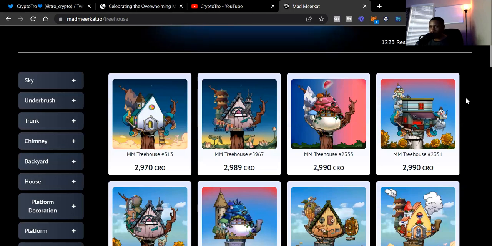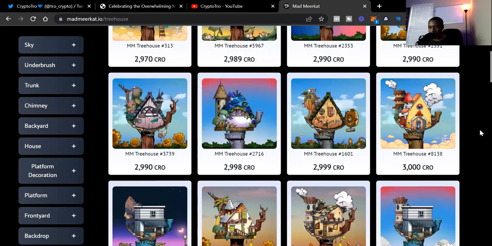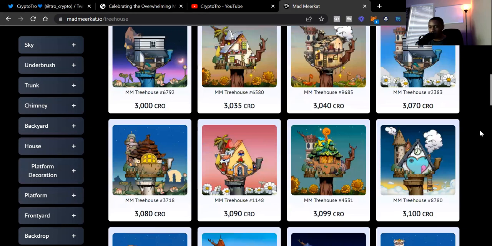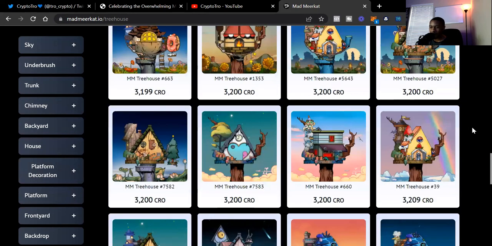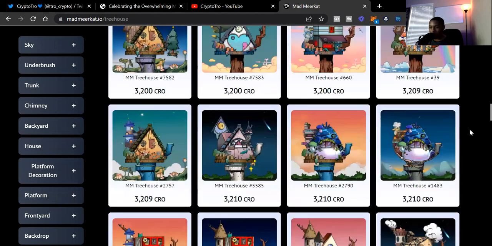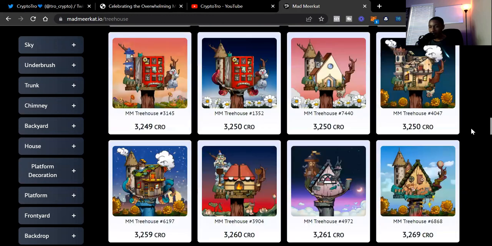But I know you can earn an extra percentage just by participating in the Mad Meerkat Treehouse staking with the projects that are whitelisted. So you can check that out. Check and see if you have any Crow NFTs on there where you can earn an extra percentage. And then just look at all of these different treehouses, man. Like I said, the floor price is about $1,000 right now. But I'm telling you, it's going to be worth it, in my opinion.